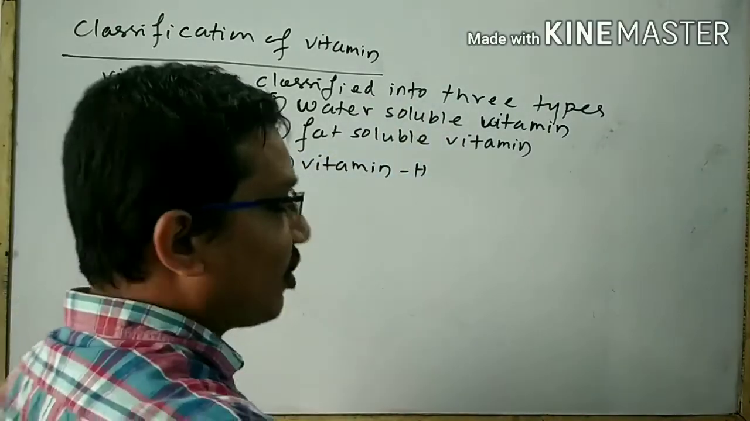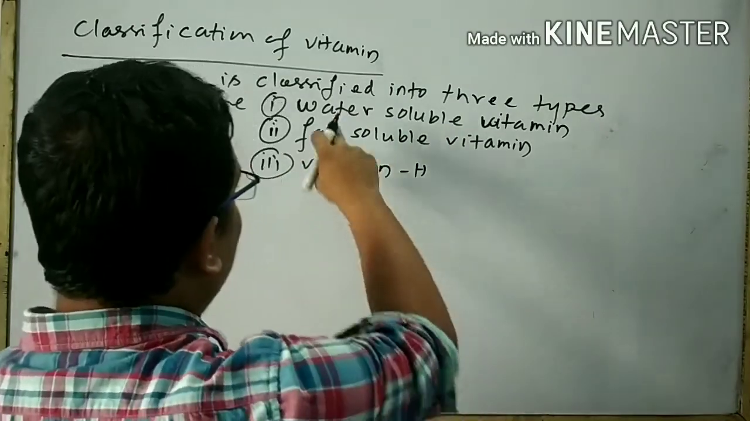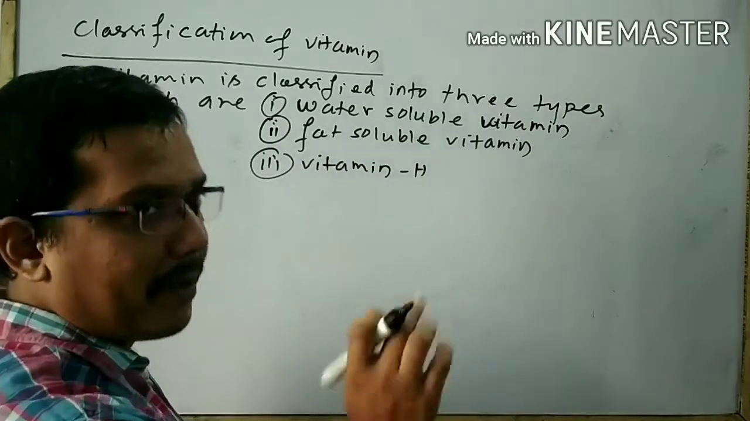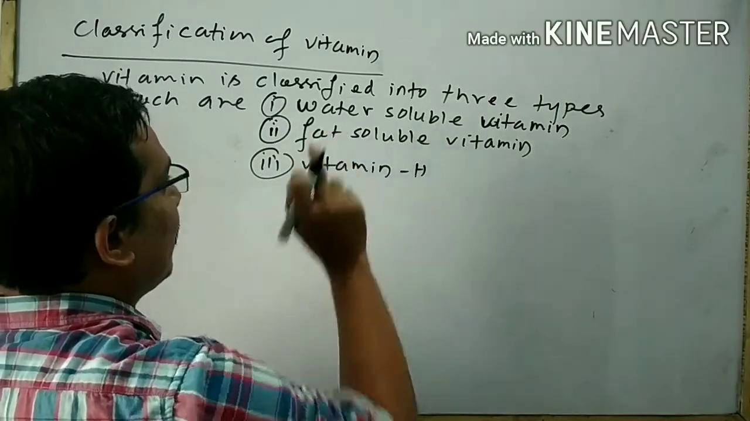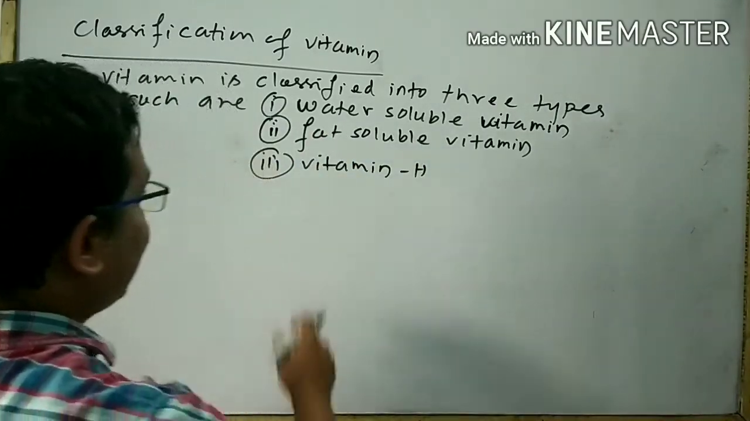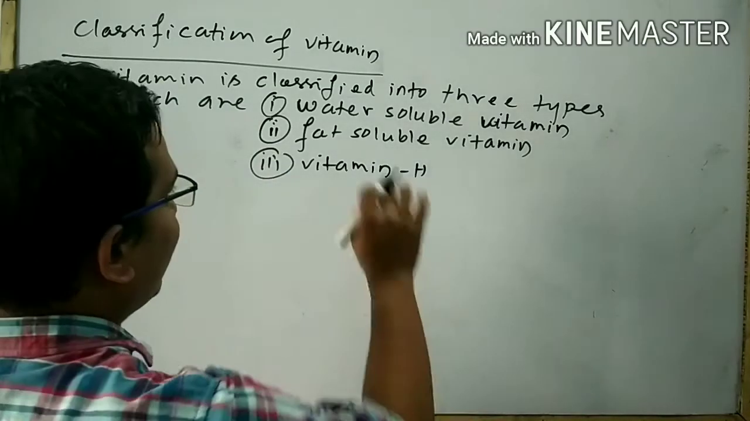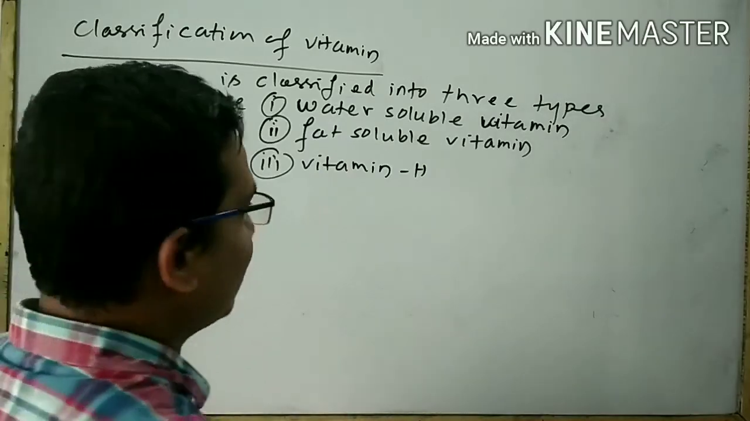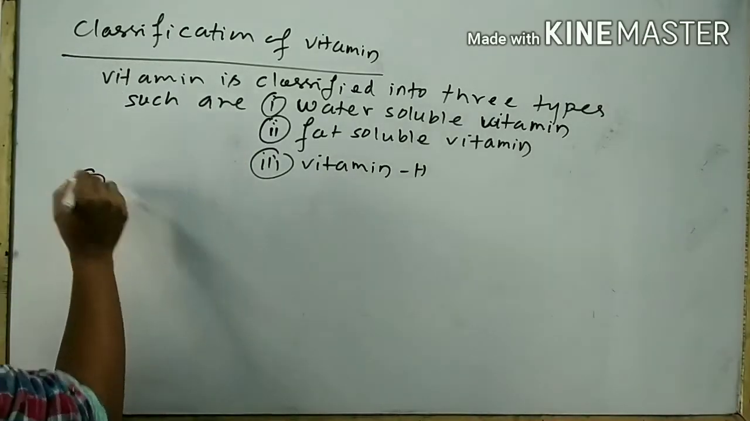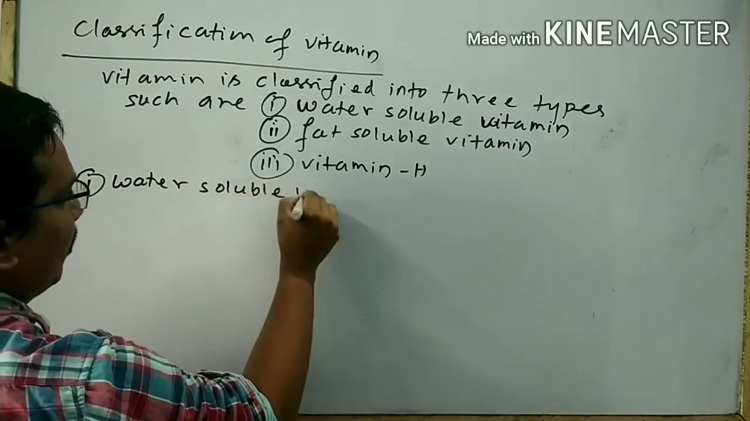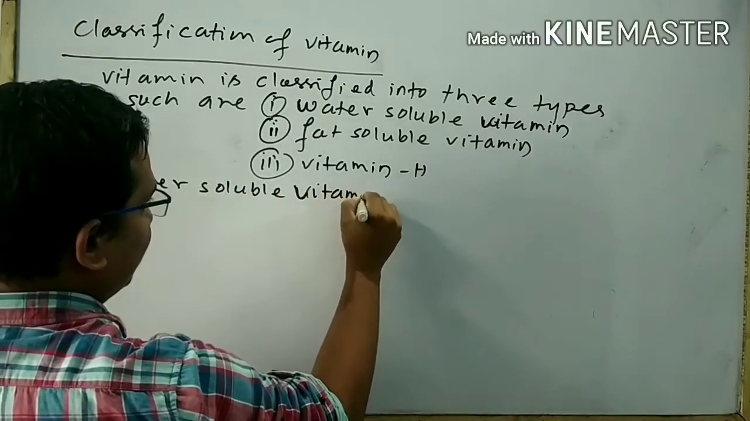The vitamins which are soluble in water are included in the water soluble vitamins. The vitamins which are soluble in fats are called fat soluble vitamins. And generally we think about vitamin H. Vitamin H is neither soluble in water nor soluble in fat. At first I will discuss the water soluble vitamins.